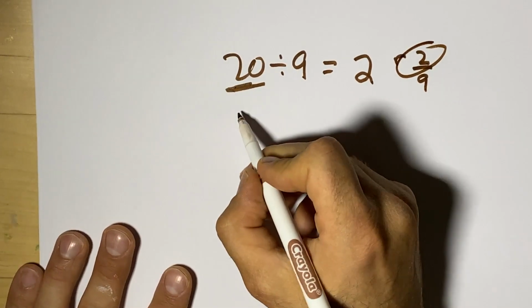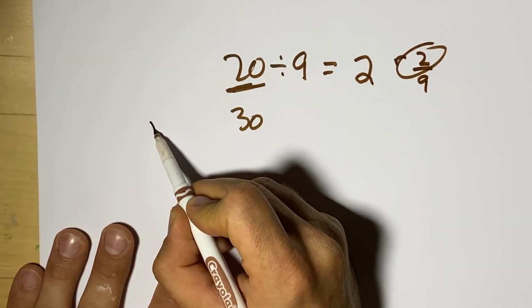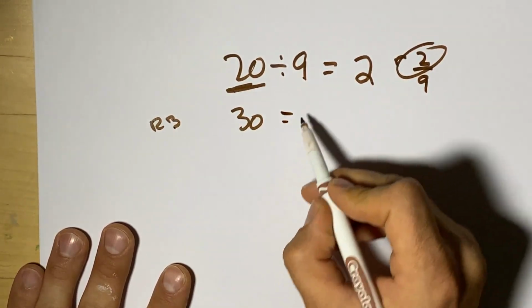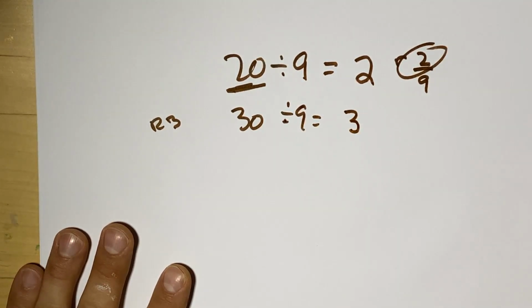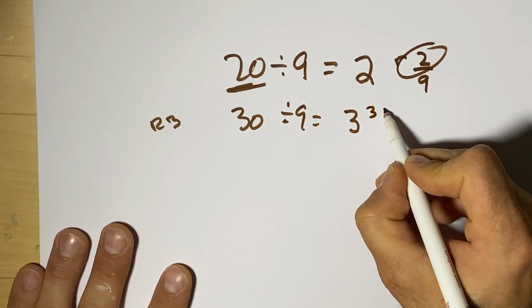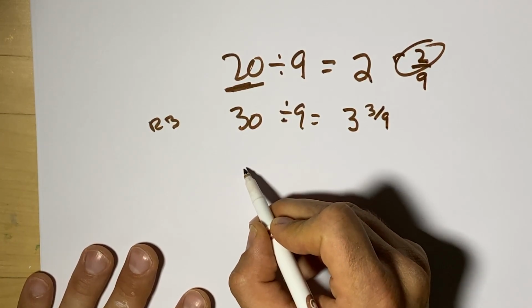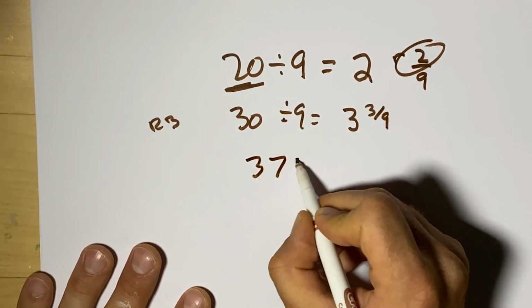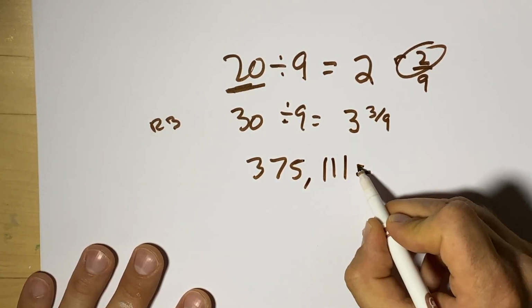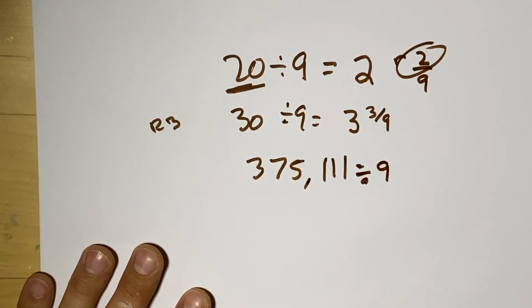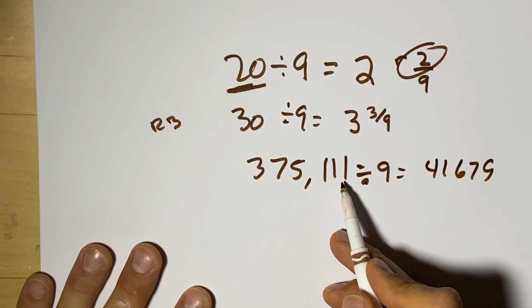Let's try that with some other numbers. Let's say 30. 30 should have a remainder of 3 plus 0, or 3. Let's see. 30 divided by 9 is 3, and 9 times 3 is 27, with 3 left over. So our remainder is 3. I could take, if you remember, we used the number 375111, and it divided evenly into 41,679. So we can predict the answer.